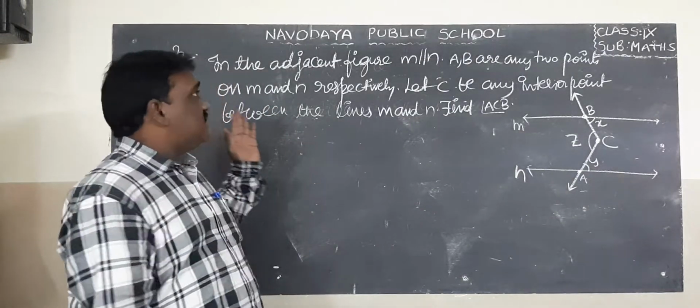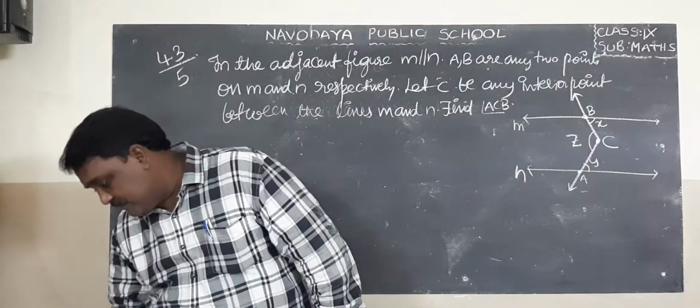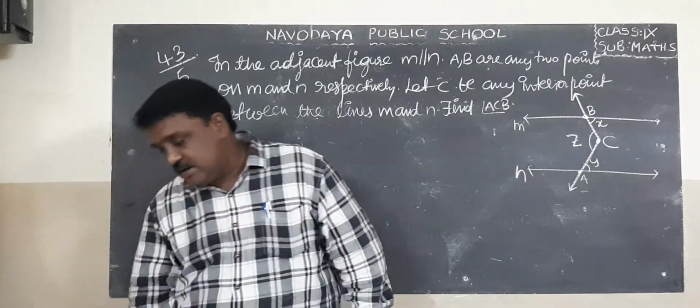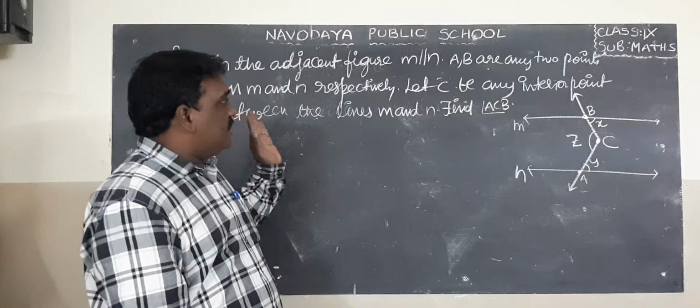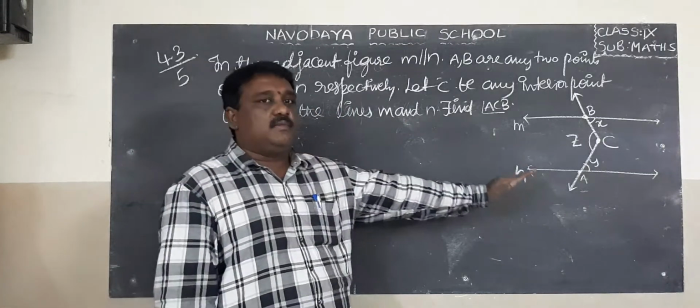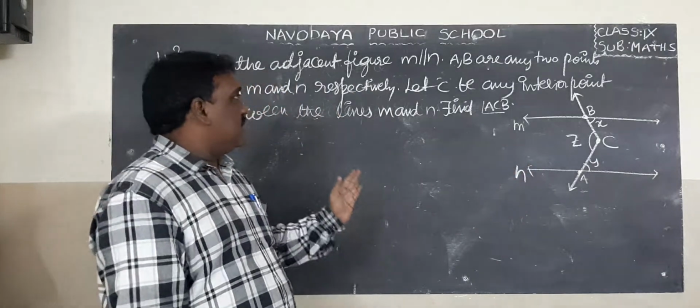So in the last class, exercise 4.3, 3-4 sums completed. Now write down problem number 5. 4.3 problem number 5. Write down the problem and draw the diagram and observe the diagram clearly.